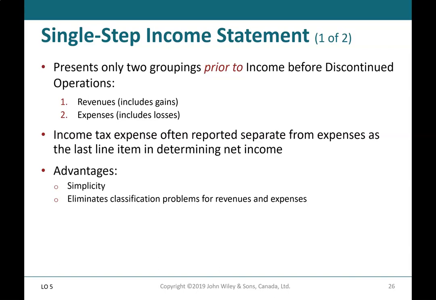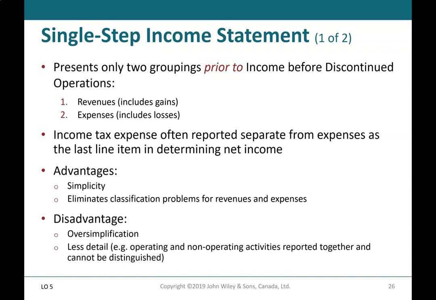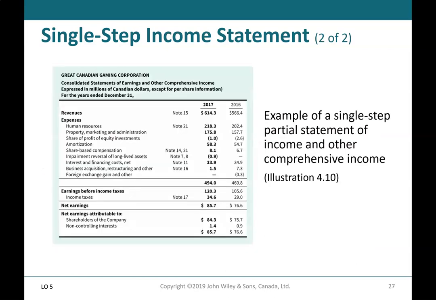Advantages. Simplicity eliminates classification problems for revenues and expenses. Disadvantage. Oversimplification, less detail. For example, operating and non-operating activities are reported together and cannot be distinguished. Single-step income statement. Example of a single-step partial statement of income and other comprehensive income. And this is Great Canadian Gaming Corporation.